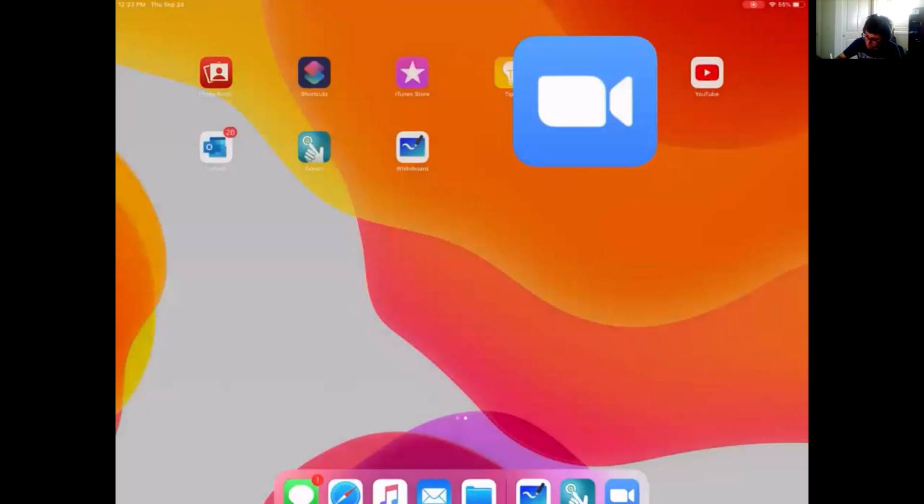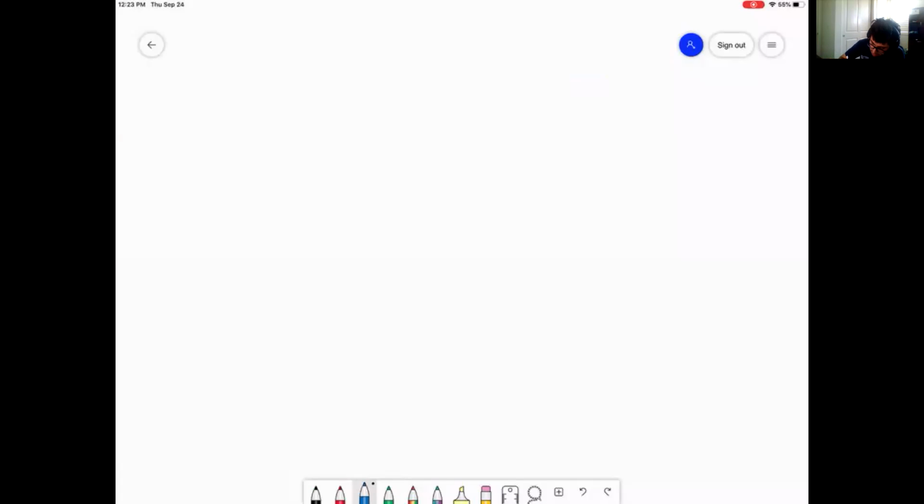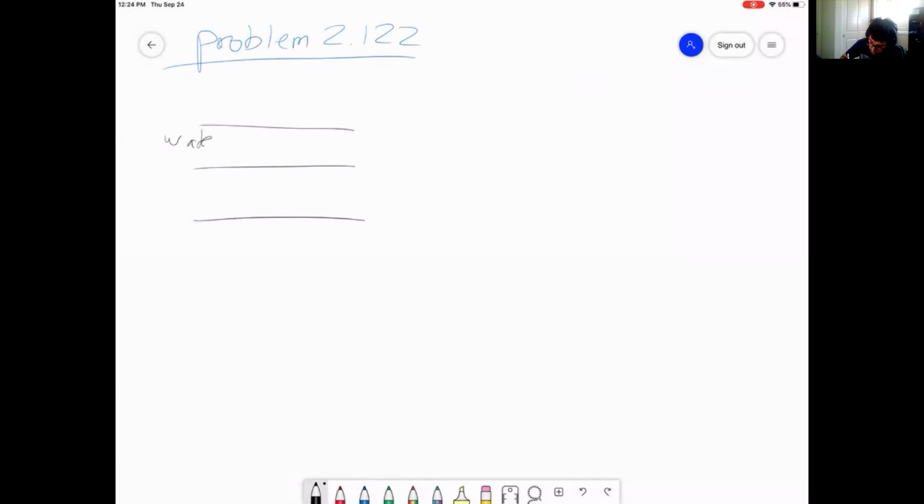Okay, let's go to the whiteboard and let me draw the problem. So this is problem 2.122. You have water and mercury. This is water, and of course water is on top because it's less dense than mercury. And you have a steel block right here. This is steel, and it's just sitting there.